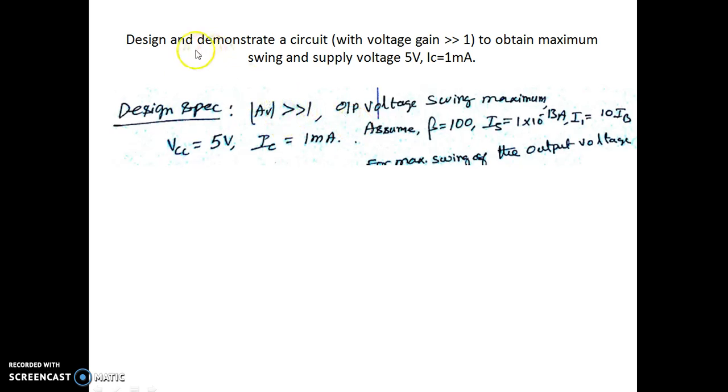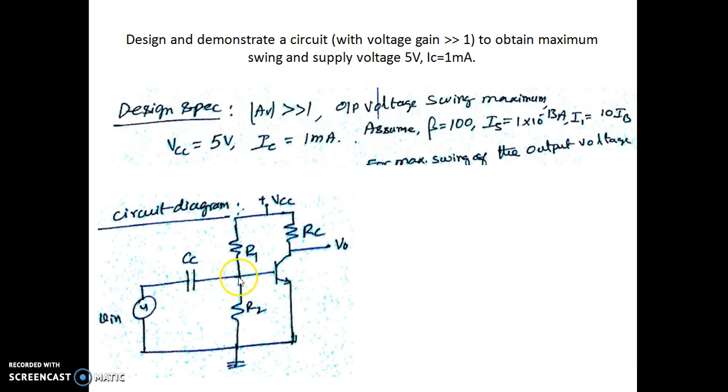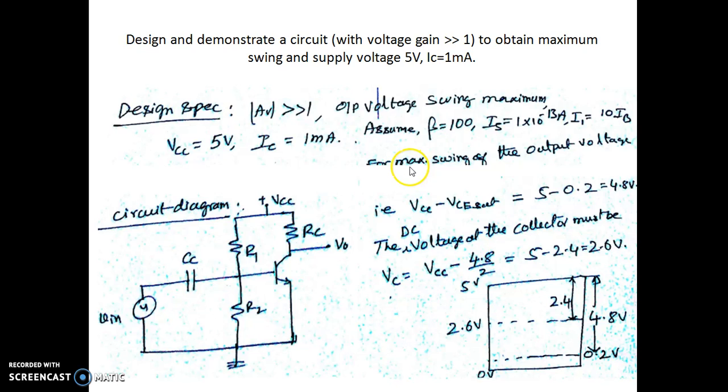Now here it is design and demonstrate a circuit with a voltage gain far greater than 1, and here the condition is that you are supposed to obtain maximum swing. So the output voltage should have maximum swing. These are the specifications, and this is a possible circuit, and since we are supposed to have a maximum output voltage swing.